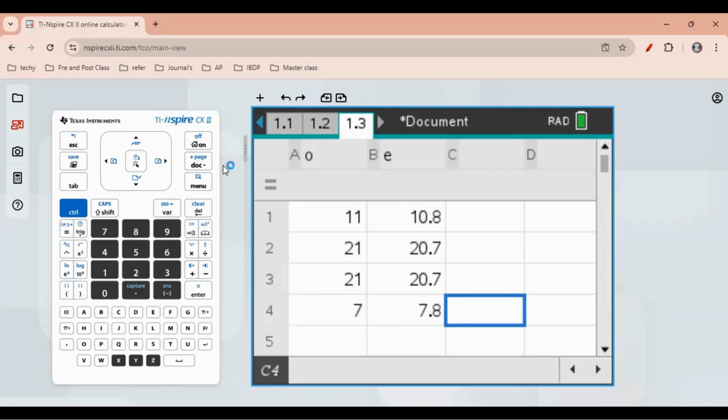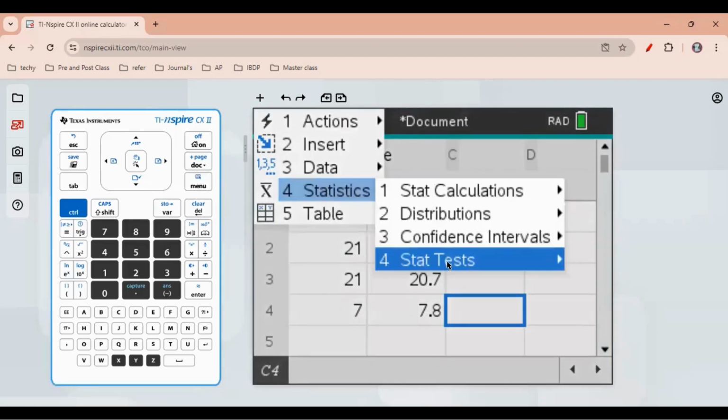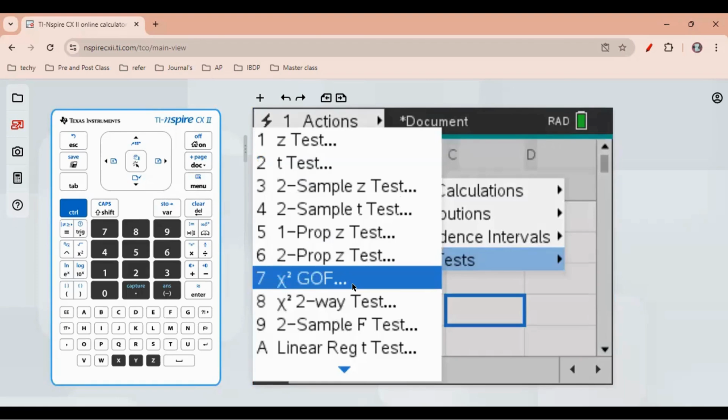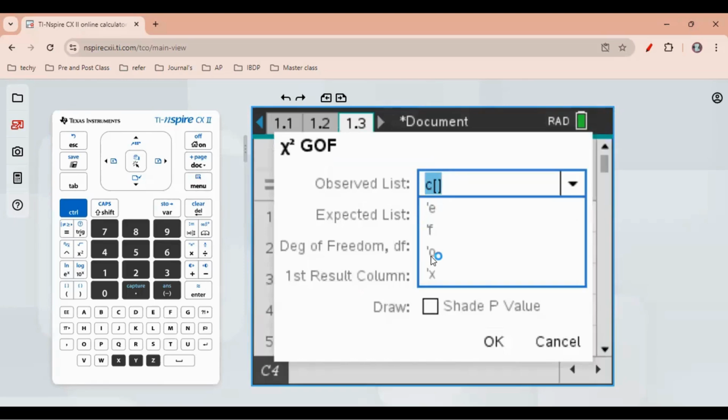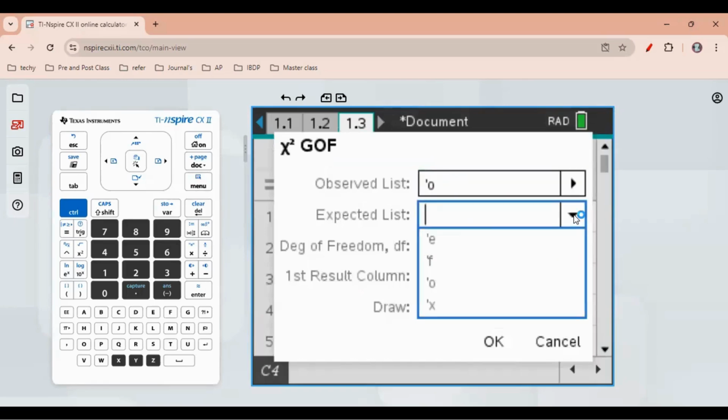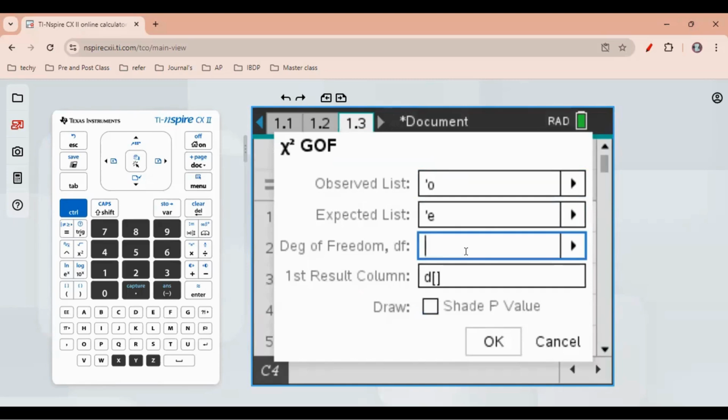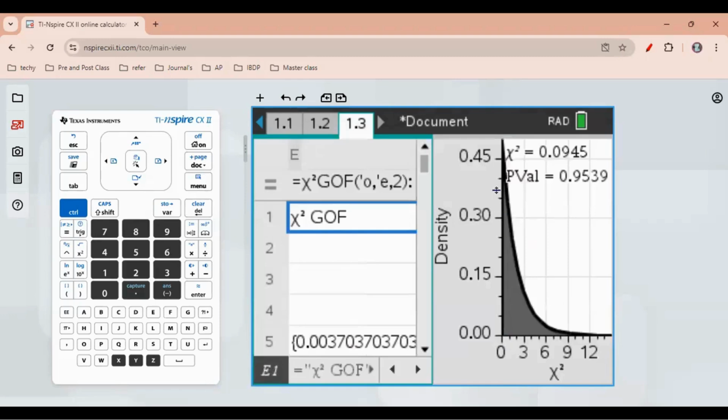After listing, we can just go for menu and stat test, chi-square GOF. Observed list, we have defined as O. Expected list, we defined it as E. Degrees of freedom, we have calculated just now, right? In the previous problem, which is 2. And for the result, there is draw shade p-value. So if you want a graph, you can just click on it. That's it. Click. We got it.